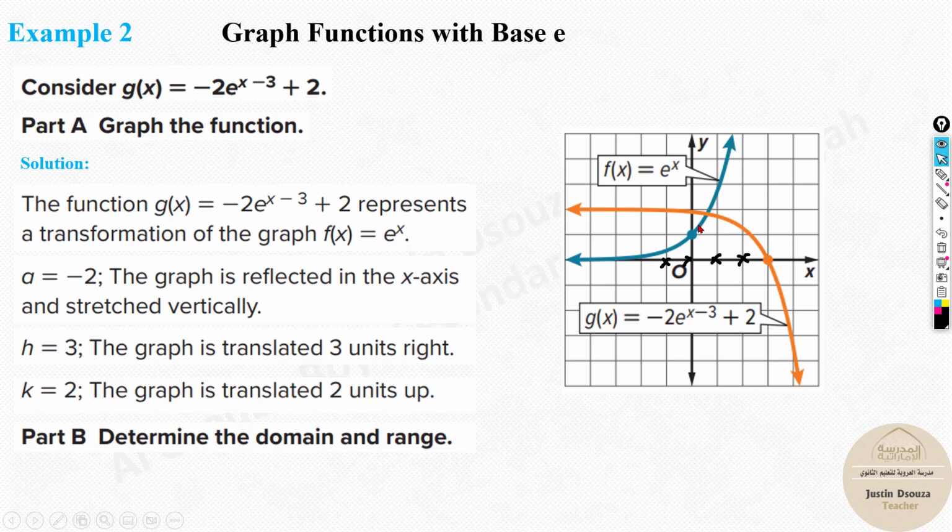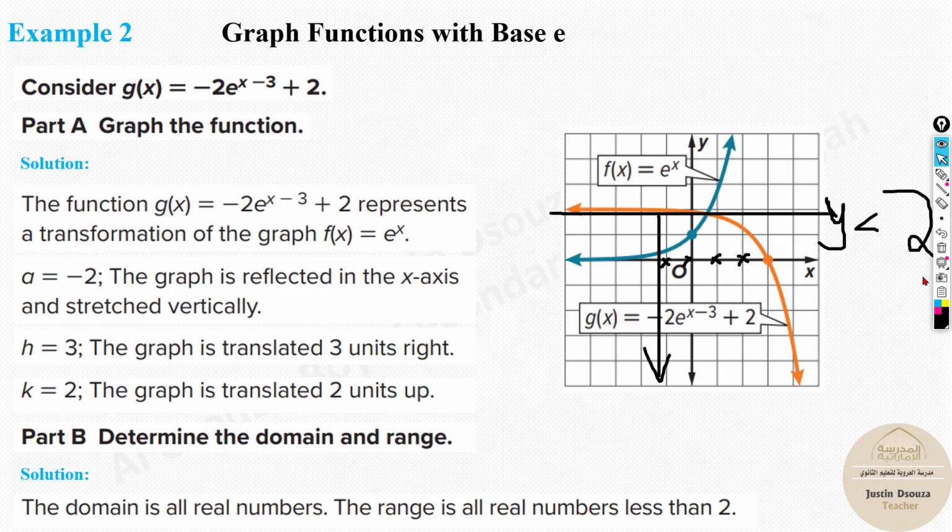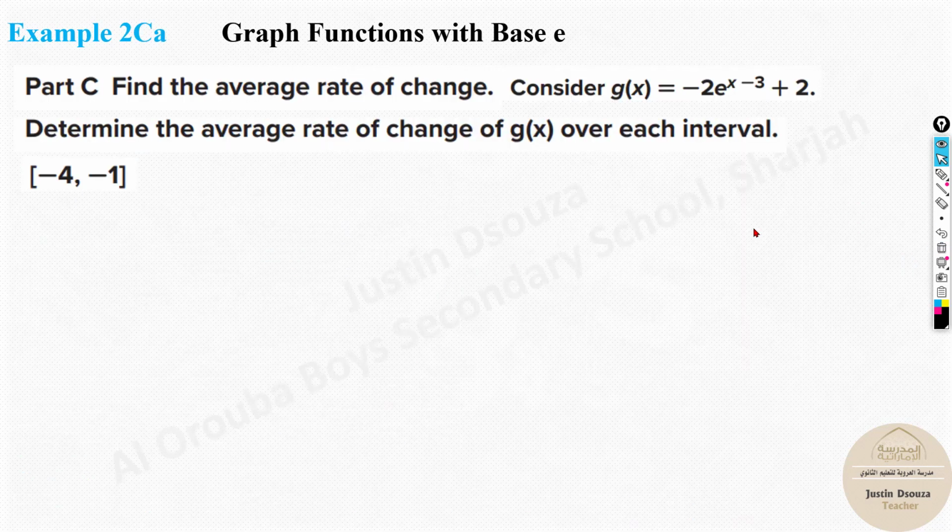Now, let's look at the domain. Domain is all x values, and for the range, you must be careful. All the values below, y must be less than +2. So this is the answer. Y is less than 2. Very, very important. Why? Because the graph is going downwards and it is having an asymptote of 2. So that's why. And domain is always all real numbers. So that's how we solve this graph.